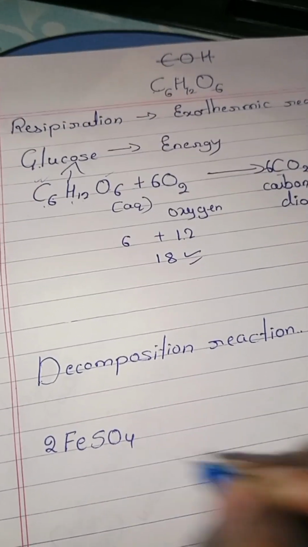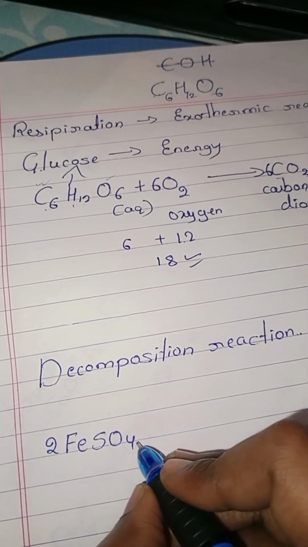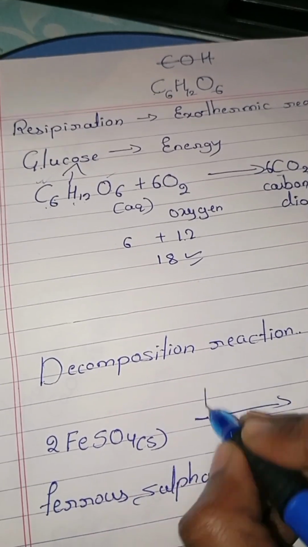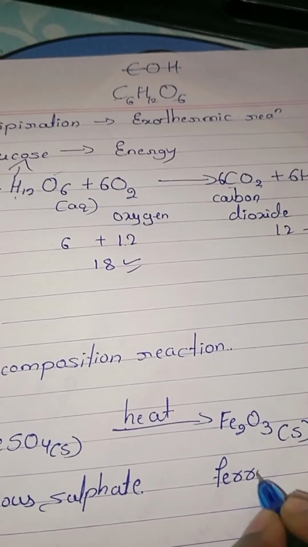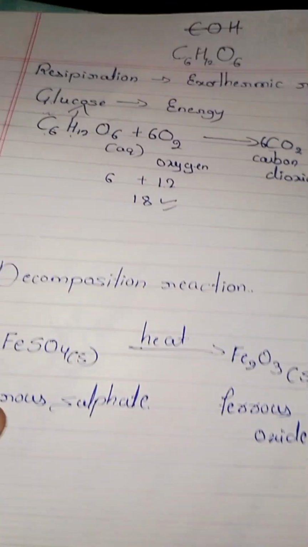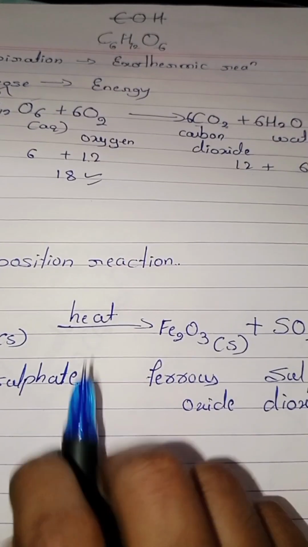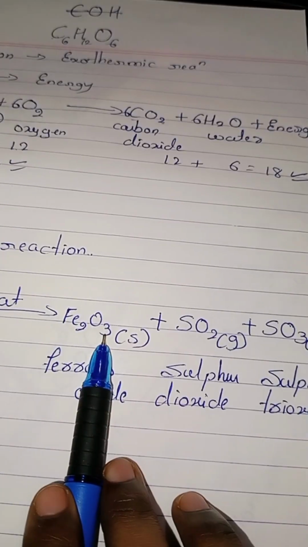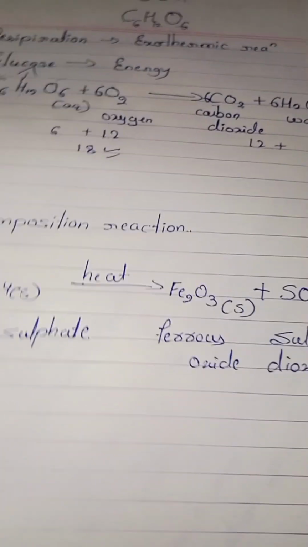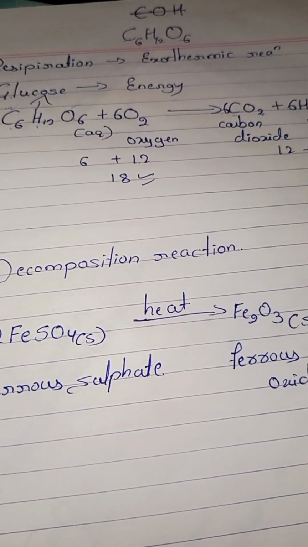Here we consider the 2 grams of ferrous sulfate, which we write as FeSO4, in solid form. So this is the reaction. When ferrous sulfate undergoes heating, it forms ferrous oxide, sulfur dioxide and sulfur trioxide as the products.